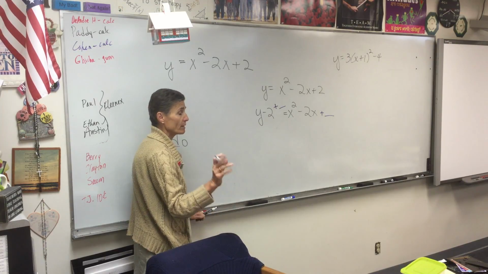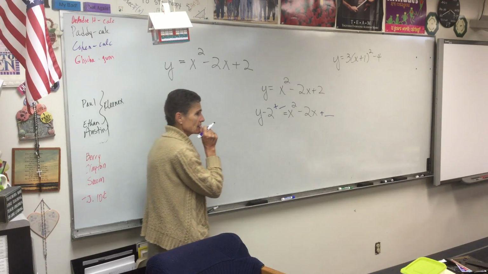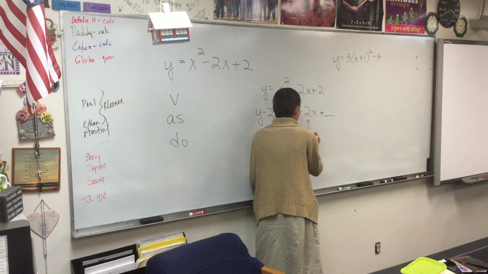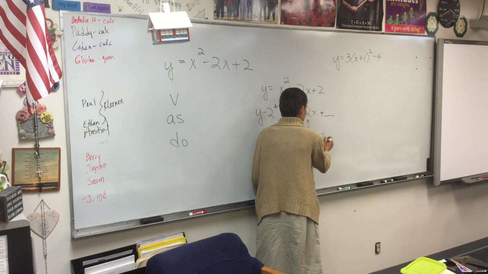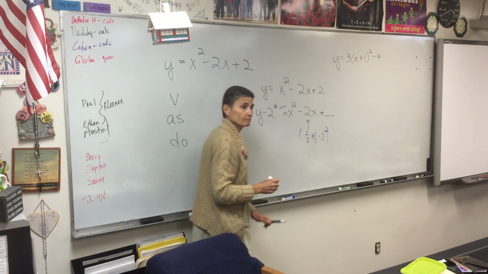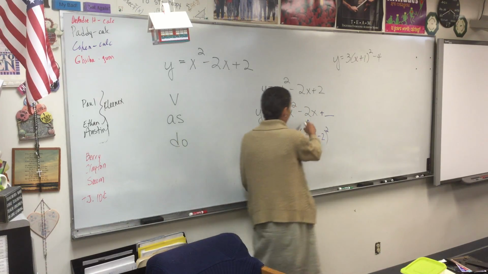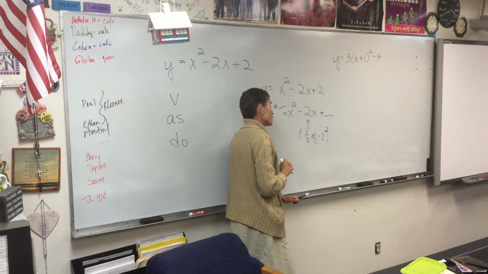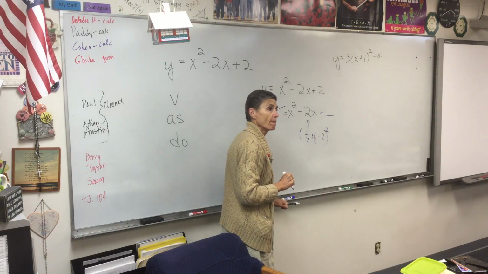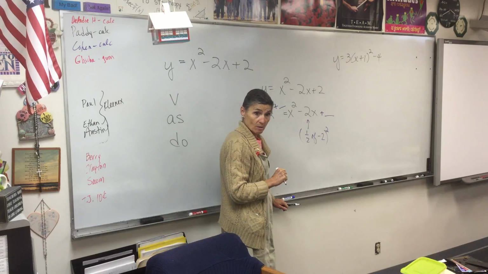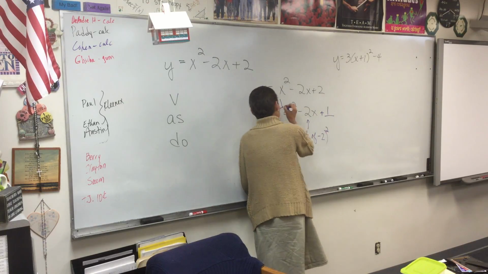Well, at some point I may do that, but right now, how do I get that number? It's half of this, so I'm going to take half of negative 2, and then I'm going to square it. So I take half of this number and square it. So what's half of negative 2? Negative 1. And negative 1 squared is 1. So I'm going to add 1 to both sides.